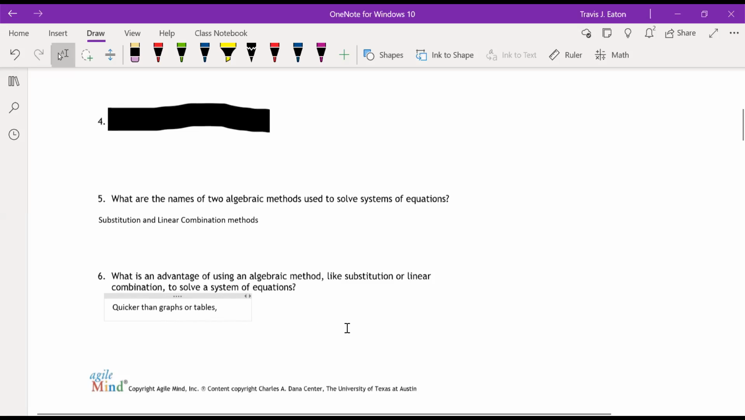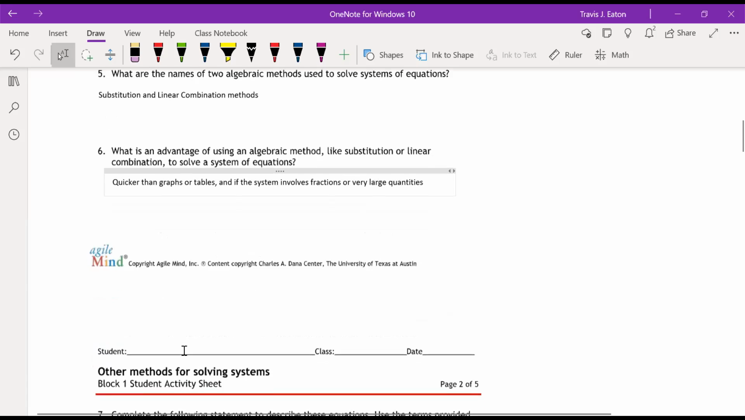And the other reason is that if the system involves fractions or very large quantities, then you know that if fractions are involved, there's more math work involved. And if you're dealing with large numbers, then with graphing and a table, you could spend hours on one system trying to figure it out. So that's why solving systems algebraically is so much better. Okay. Now, let's move on to the next question.